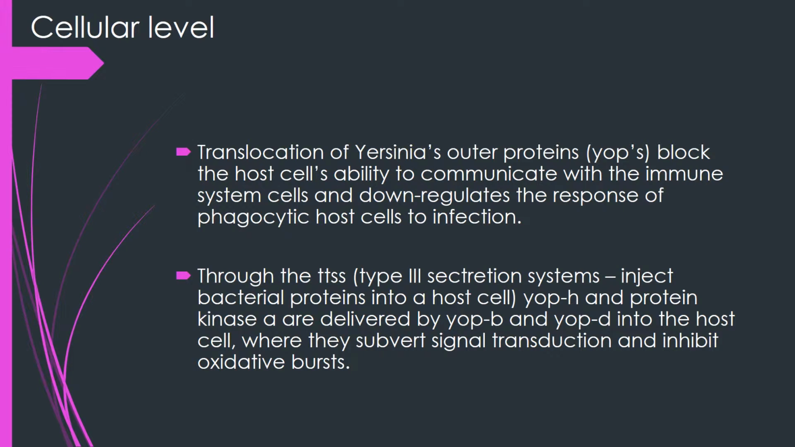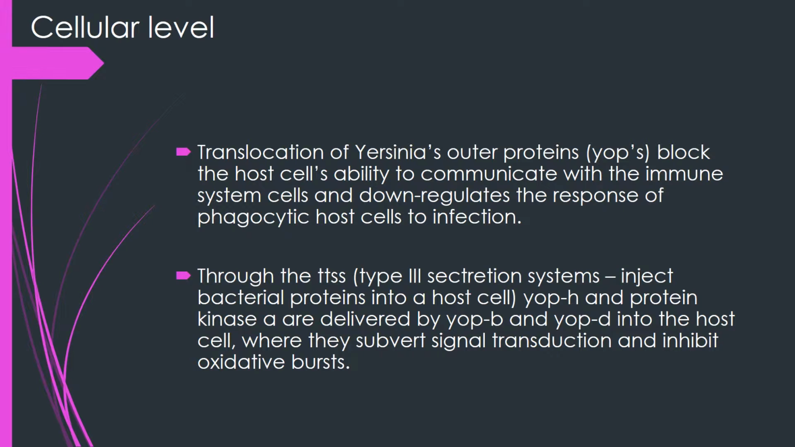If you look at the cellular level, if you want to break it down for you nerds, translocation of Yersinia's outer proteins, which are called YOPs, block the host cell's ability to communicate with the immune system, and they downregulate the response of the phagocytic host cell to infection.